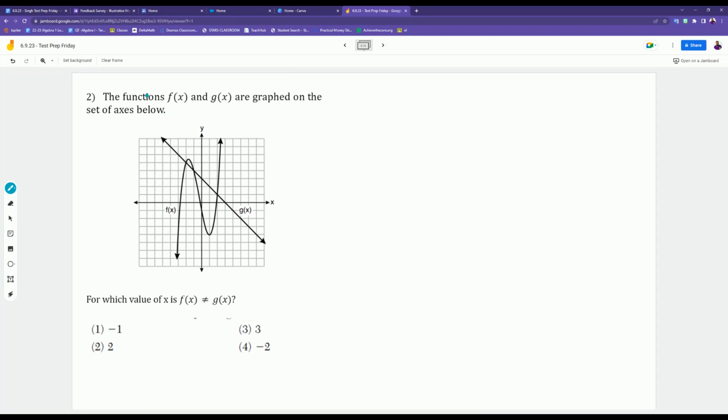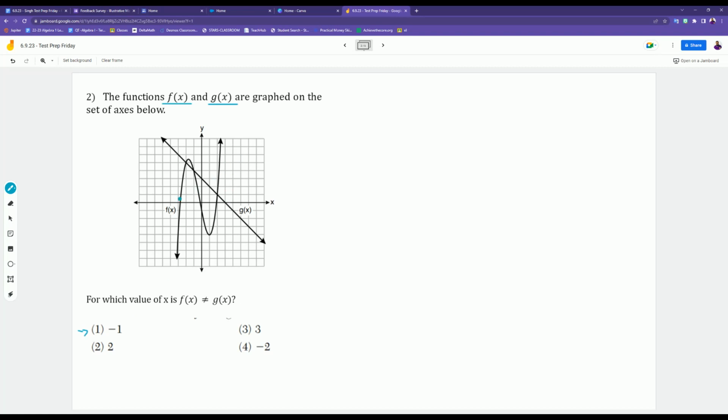Number 2. The functions f of x and g of x are graphed below on the set of axes. For which value of x is f of x not equal to g of x? If I take a look at these graphs, it looks like our straight line over here is our g of x, and our curved line that's going up, then down, is f of x. They want to know for which value they are not equal. So let's see, the first option is -1.